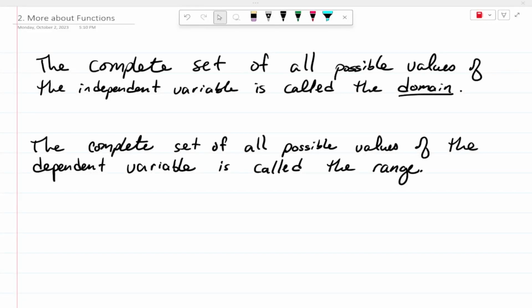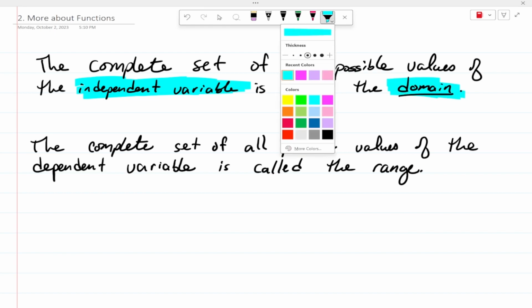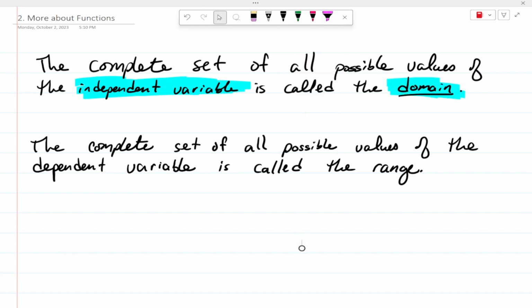Okay, in section 2, we're going to talk about functions in a more detailed aspect. So I have two definitions here that I'd like to go over. The first one deals with this thing called domain. The complete set of all possible values of the independent variable is called the domain. And then the second definition, the complete set of all possible values of the dependent variable, is called the range. All right.